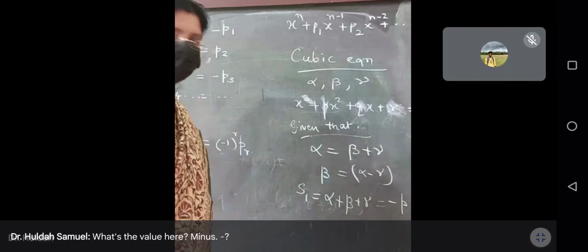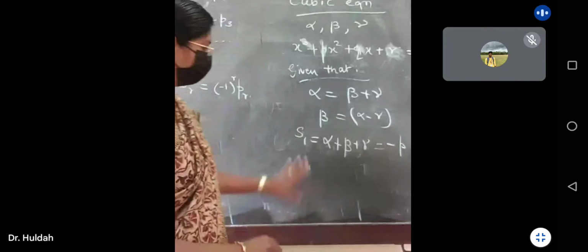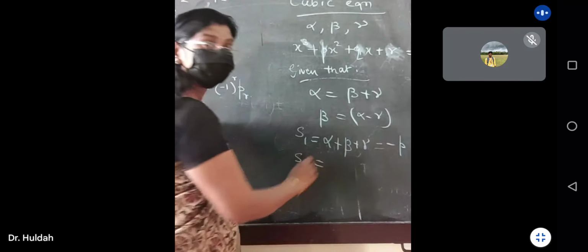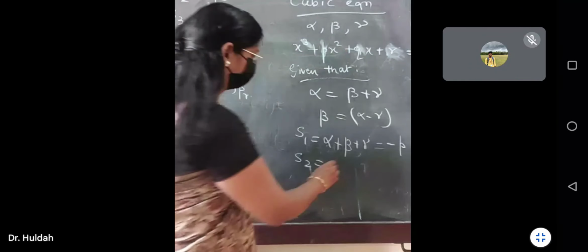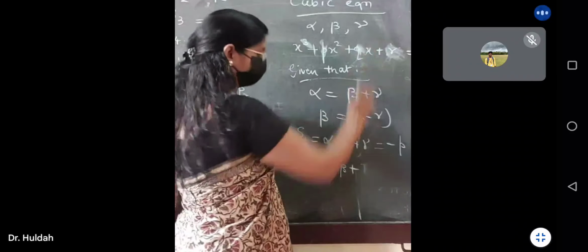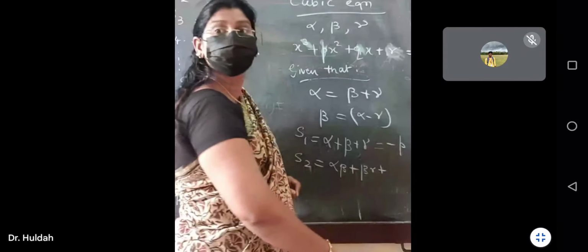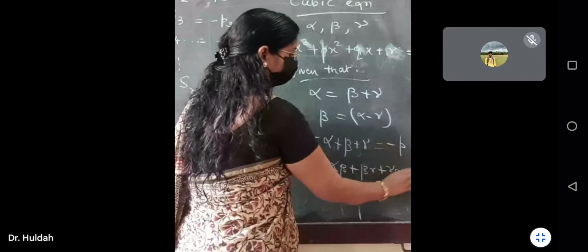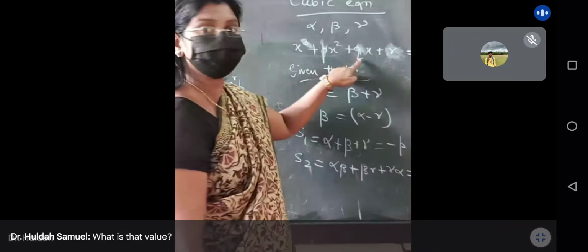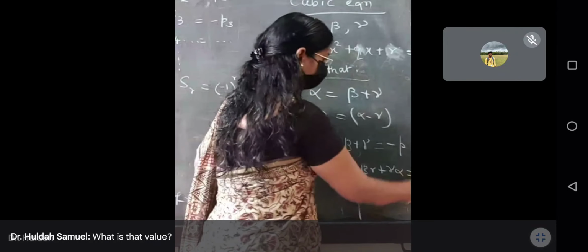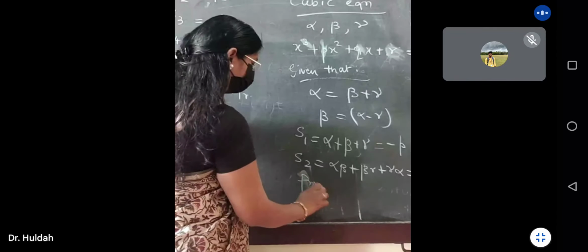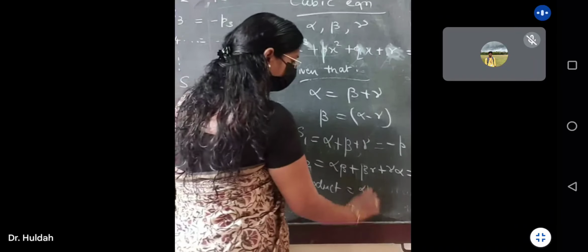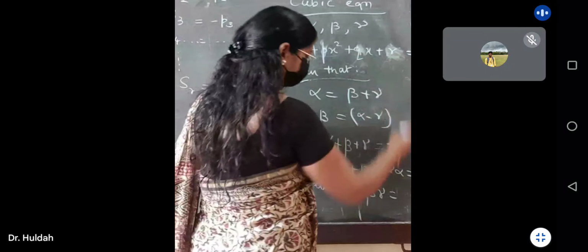Now, what about our S2? S2 is the roots taken 2 at a time: alpha beta plus beta gamma plus gamma alpha. What is that value? q. And then S3, the product, which you can write as alpha beta gamma. What is it equal to? Minus r.